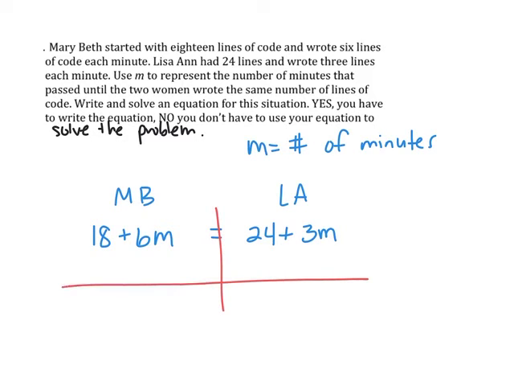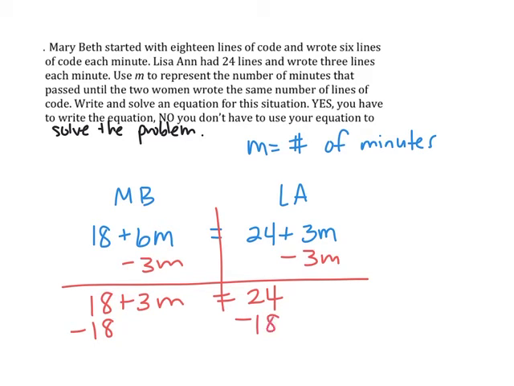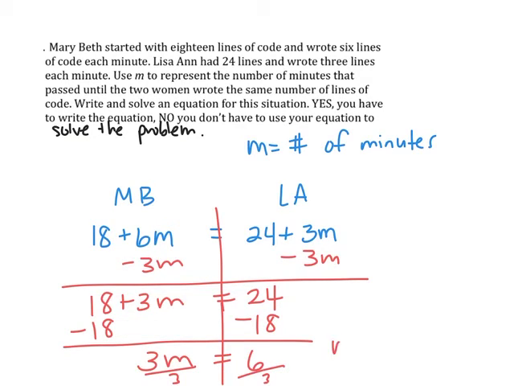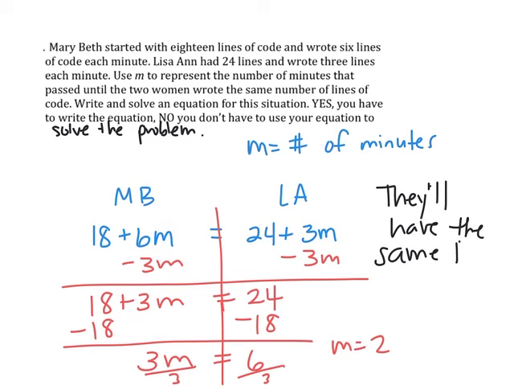So now we're going to solve. So do the same thing we've been doing. I like to subtract that smaller value of the variable. So 18 plus 3m equals 24. Subtract 18 from each side. 3m is equal to 6. Divide by 3. M is equal to 2. They'll have the same number of lines of code after 2 minutes.